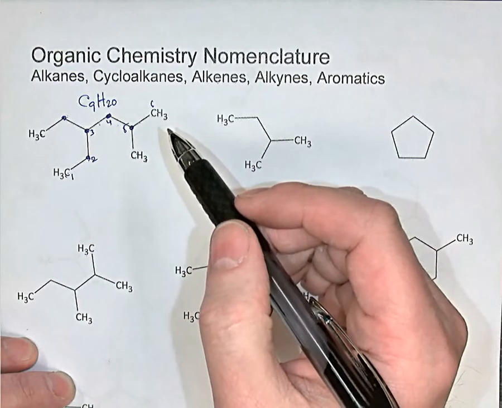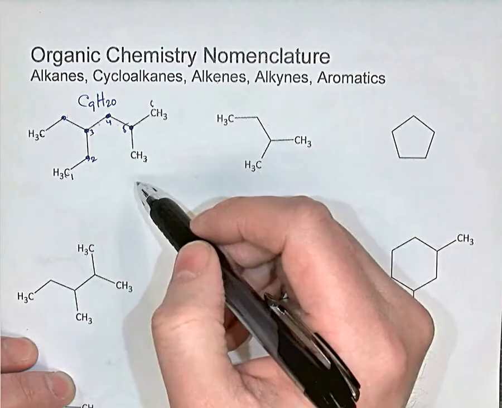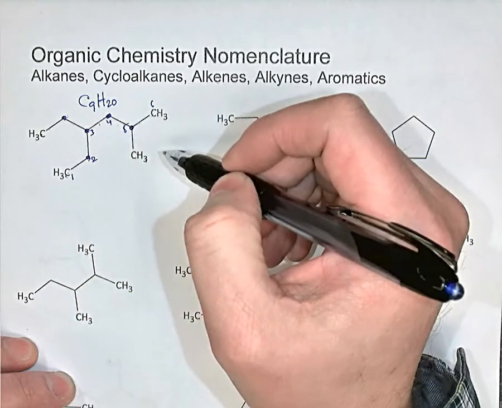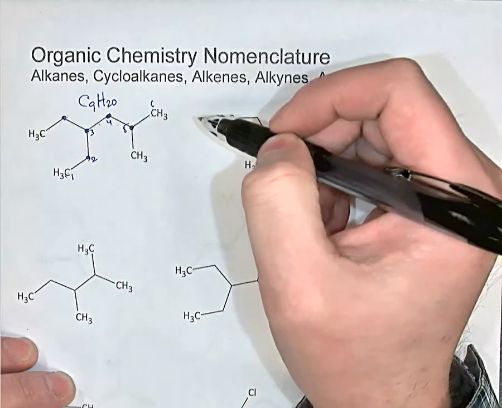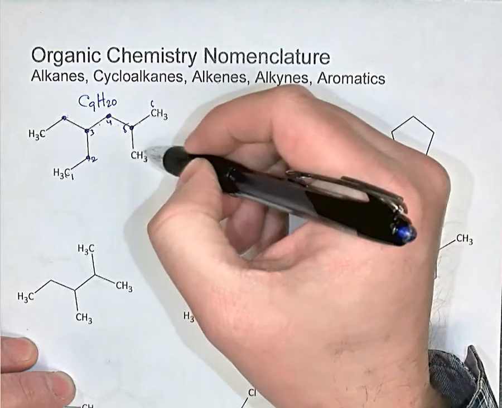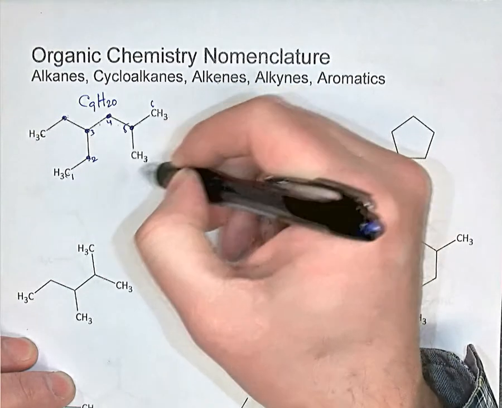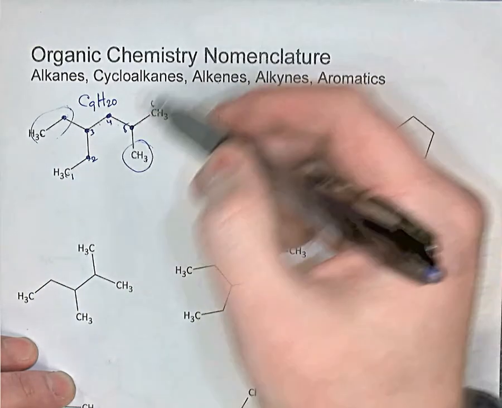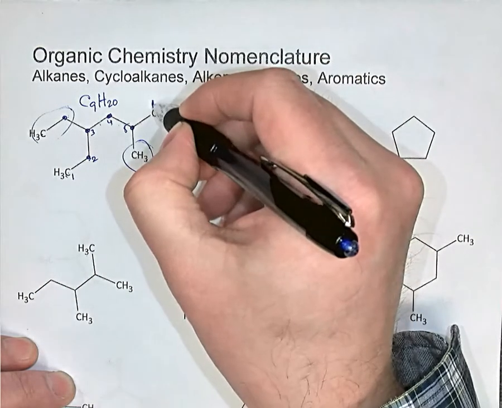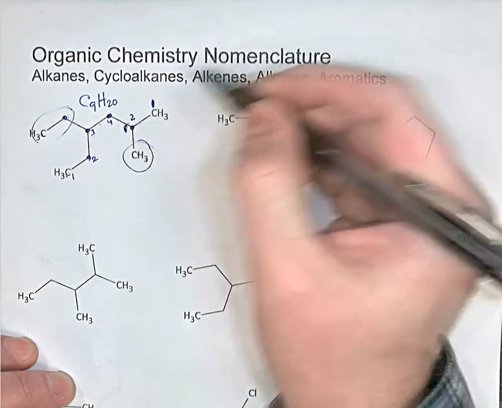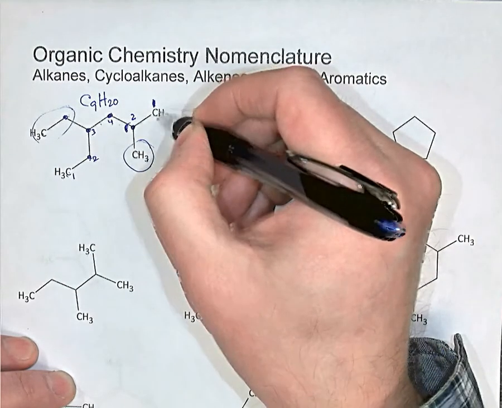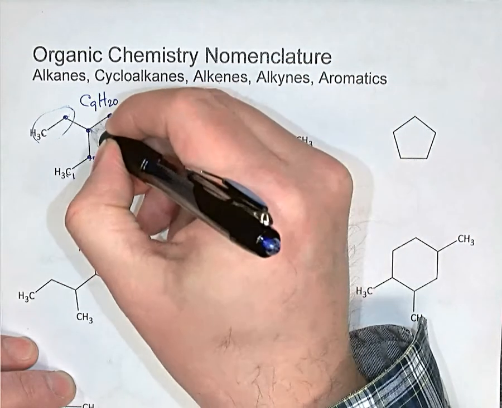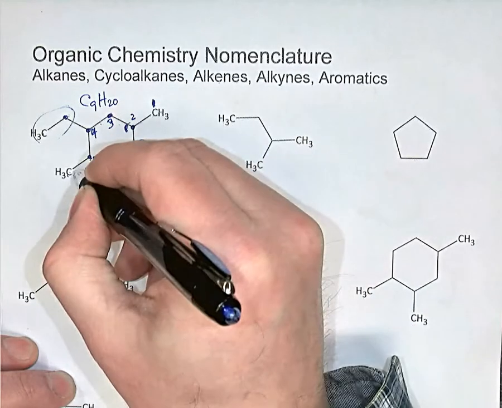Now, what we want to do next is start numbering. I've already numbered them 1 to 6, but I realize I should have numbered it the other way around. Because when you number the parent chain, you want to number from the end closest to any branches. So this parent chain has 2 branches, the way I've drawn it. It's got a branch here with 1 carbon, and a branch here with 2 carbons. So the way I've numbered it is actually backwards. So this should be carbon 1, and this is carbon number 2. You start numbering at the end of the parent chain closest to the branching. So this way, this is carbon 2, this is carbon 3, carbon 4, carbon 5, carbon 6.